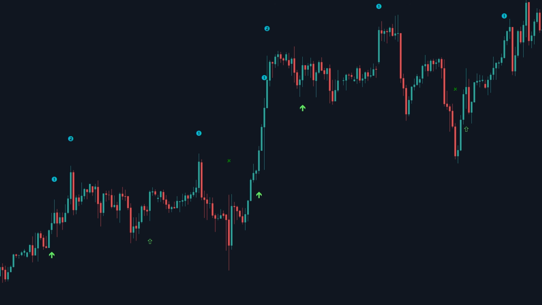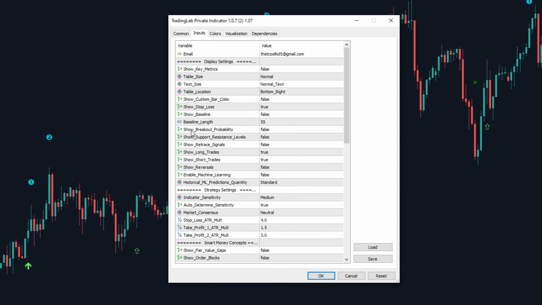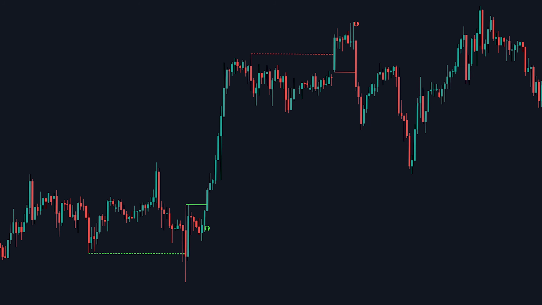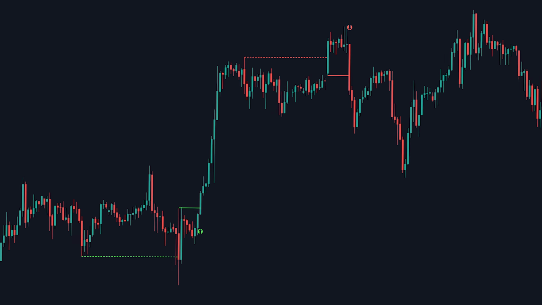So in order to enable the strategy on the indicator, you would go to the settings of the indicator by double clicking on any of the signals and set show reversals to true. And just like that, it'll find all the liquidity grabs and entries for you. So just look how good the strategy performs.